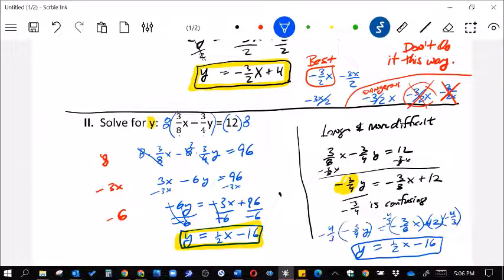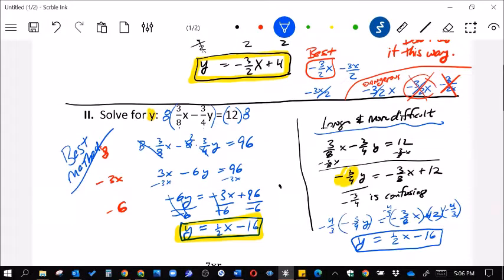So if you want to avoid fractions, do it this way. This is the best method. I don't care if you do another method if you can get it correct and you can write out all the steps correctly, but the other method is longer and more difficult to do.